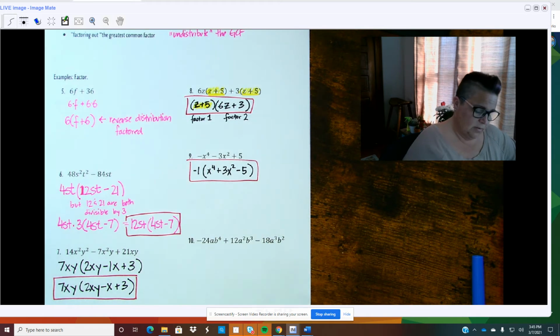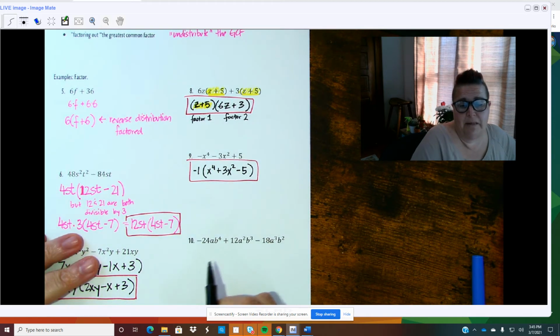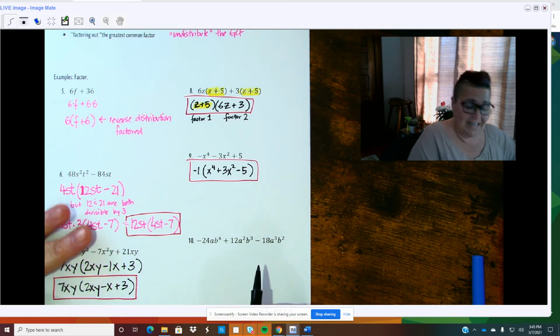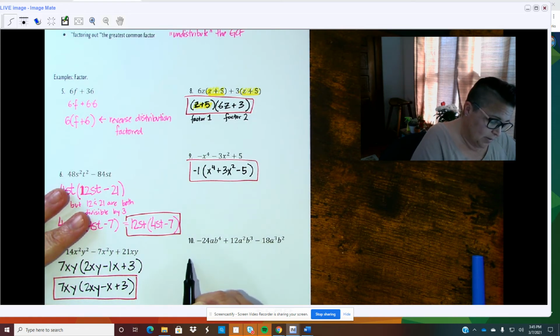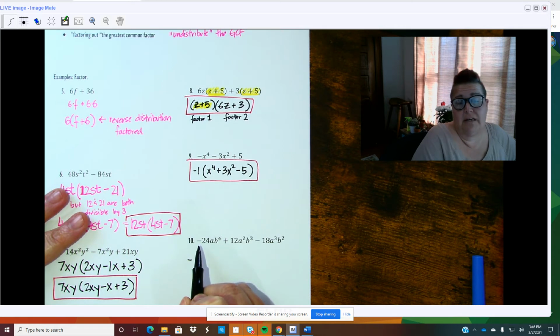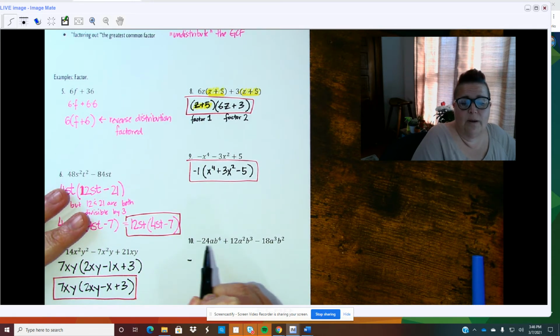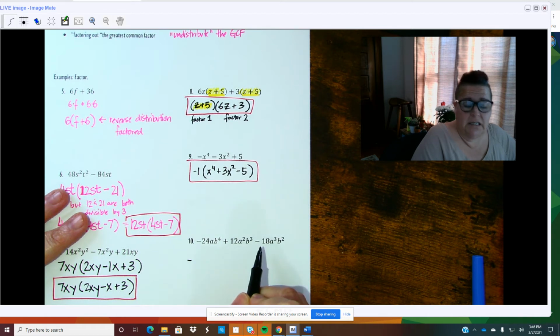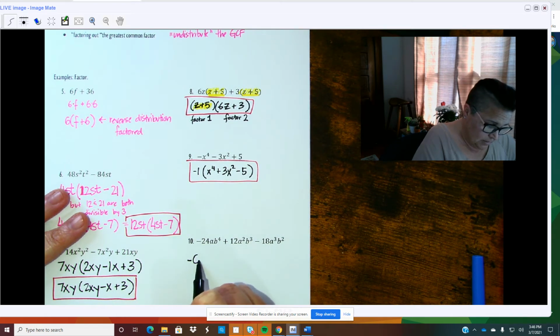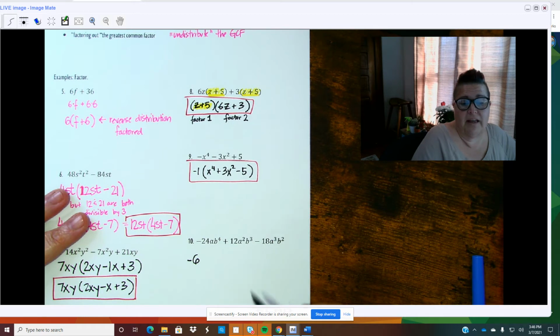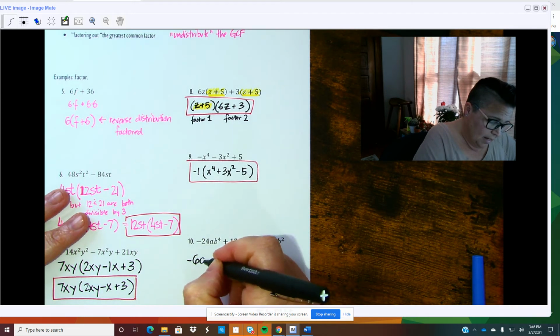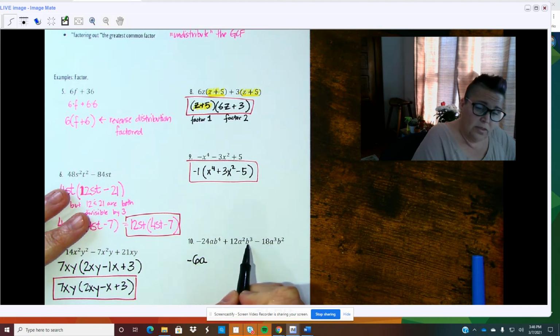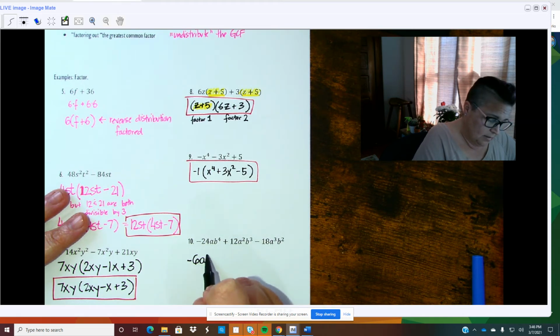In problem number 10, you have a negative 24ab to the 4th plus 12a squared b cubed minus 18a cubed b squared. So I'm going to pull out a negative because we led with a negative here. Then I've got a 24, a 12, and an 18. I'm going to pull a 6 out of those. That's my greatest common factor. Then I have an a squared and an a cubed, so I can pull an a out. I've got a b to the 4th, a b cubed, and a b squared, so I can pull a b squared out.